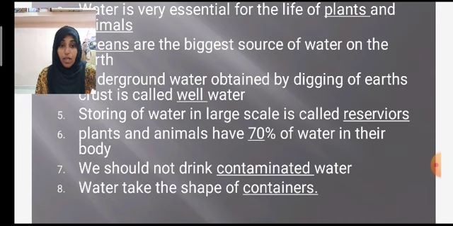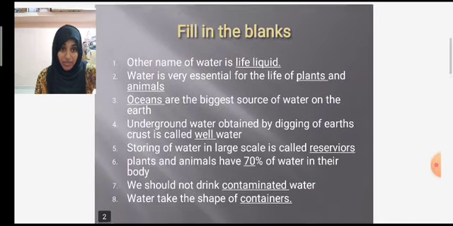Next, fill up the blank. Water takes the shape of containers. Water takes the shape of what? It takes the shape of containers.